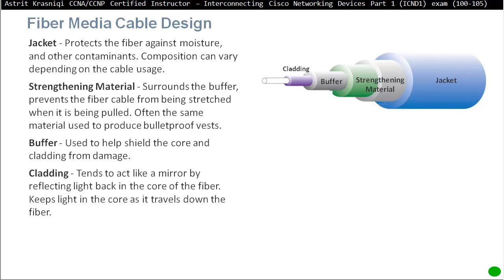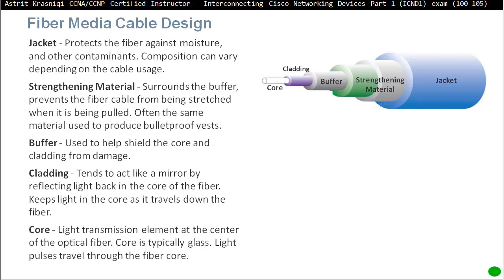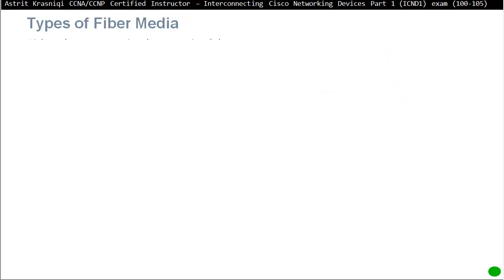And then we have two glasses here. First is the cladding, which is a cheaper glass, but acts like a mirror by reflecting light back into the core of the fiber. So if the light is trying to escape, the cladding will put it back. Then we have the core, which is pure glass, very expensive, and in here we transmit the light. Light pulses travel through the fiber core.